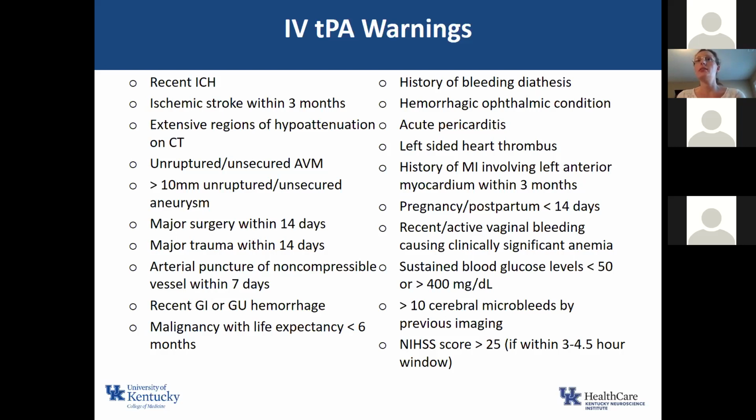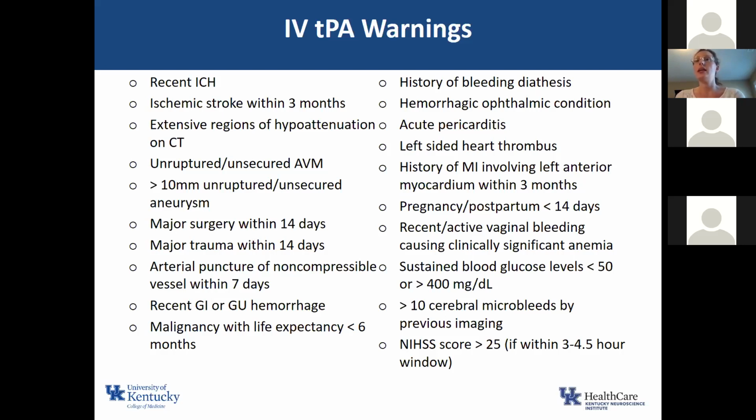Acute pericarditis, if they have a known, or sometimes maybe they had a recent image and found out they have, a left LV thrombus. If they have had a recent MI that has involved the left anterior myocardium. If they're pregnant or postpartum within the last 14 days, that's definitely a warning, but not a contraindication. If they've had significant vaginal bleeding that's caused a significant anemia.